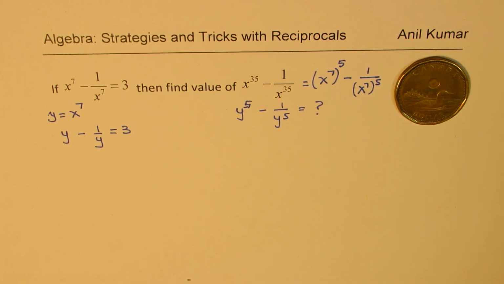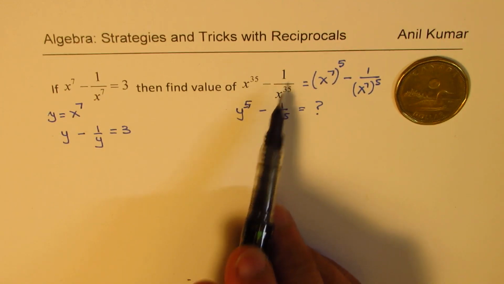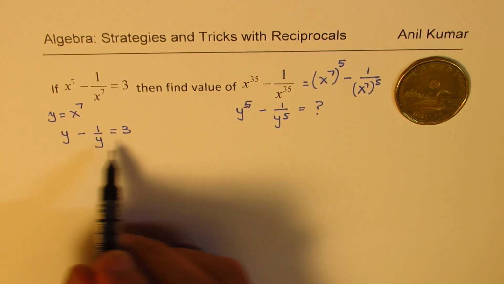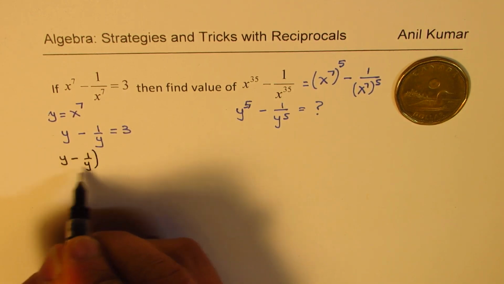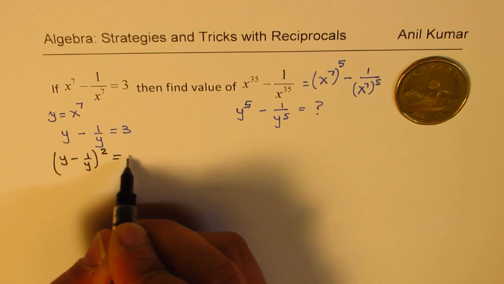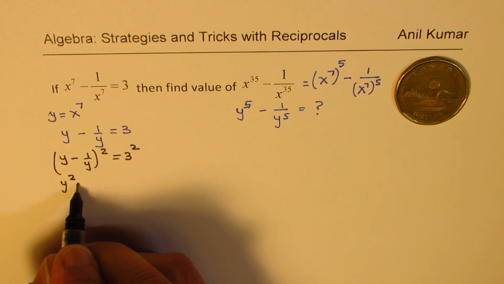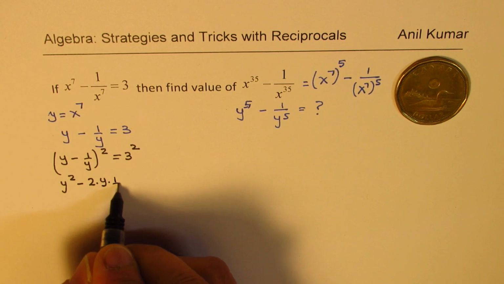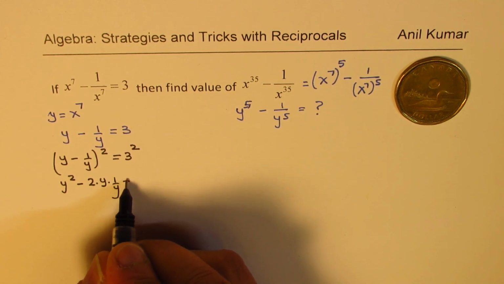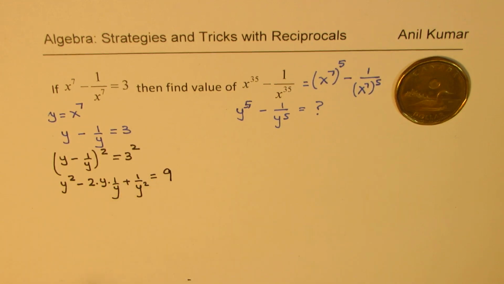Is that clear to you, right? So let us see how to solve this question now. It is much simpler than what we began with. Okay, so if I square both sides, what do I get? I get y minus 1 over y whole square equals 3 square. That is y square minus 2ab, that means 2 times y times 1 over y, plus 1 over y square is equal to 9, right?